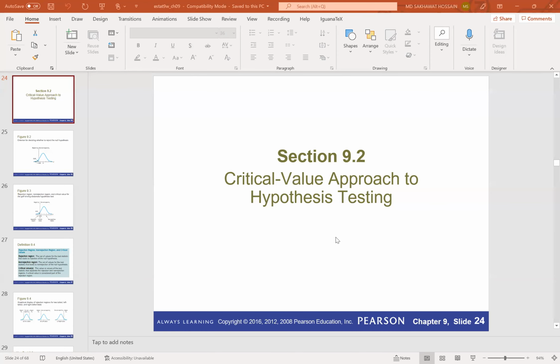So in section 9.2, we'll discuss the critical value approach. And in section 9.3, we'll discuss the p-value approach. So what is the critical value approach?